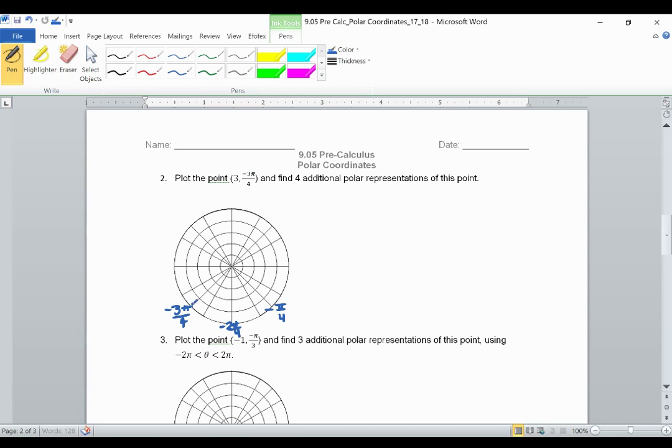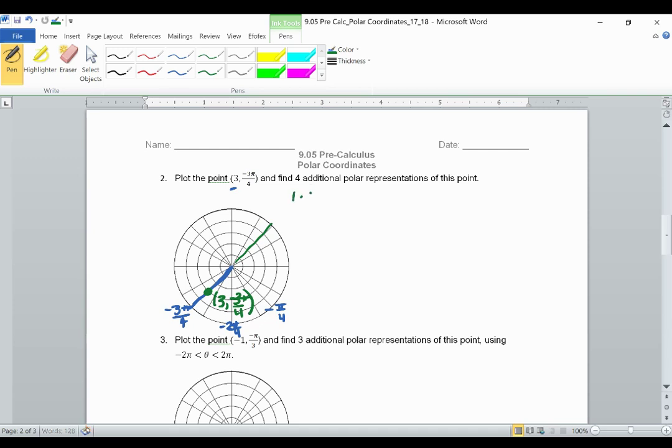So somewhere along this line, it's a positive r, so I'm going to stay in this quadrant where the angle lands. And I'm going to go 3 rings out. So 1, 2, 3 rings. So that's the point 3, negative 3 pi over 4. If it had been negative 3, then I would be on this side over here. Find 4 additional polar representations.